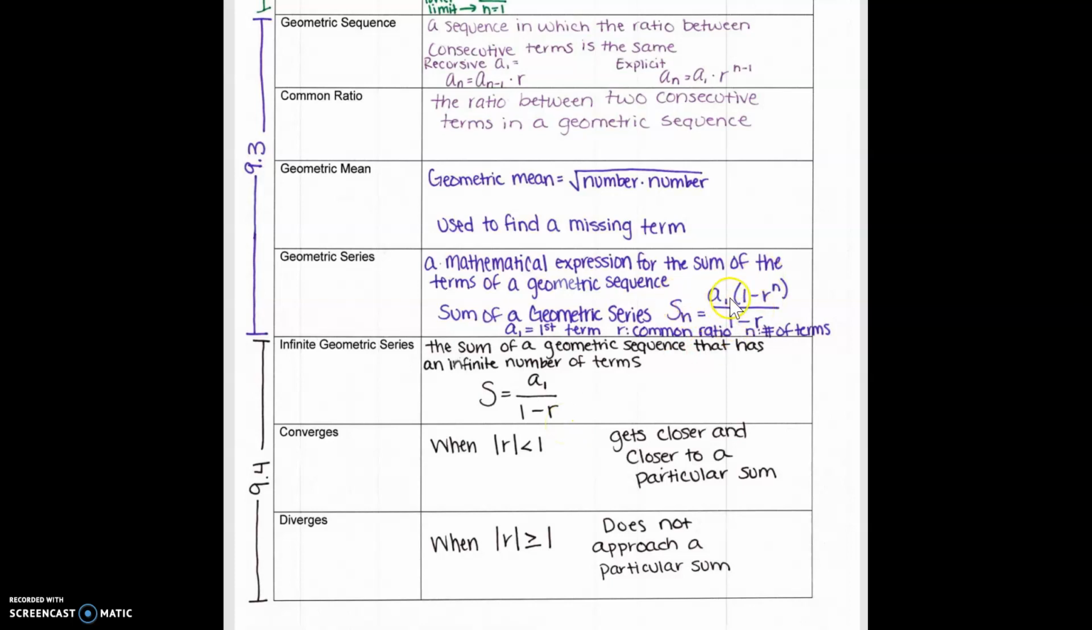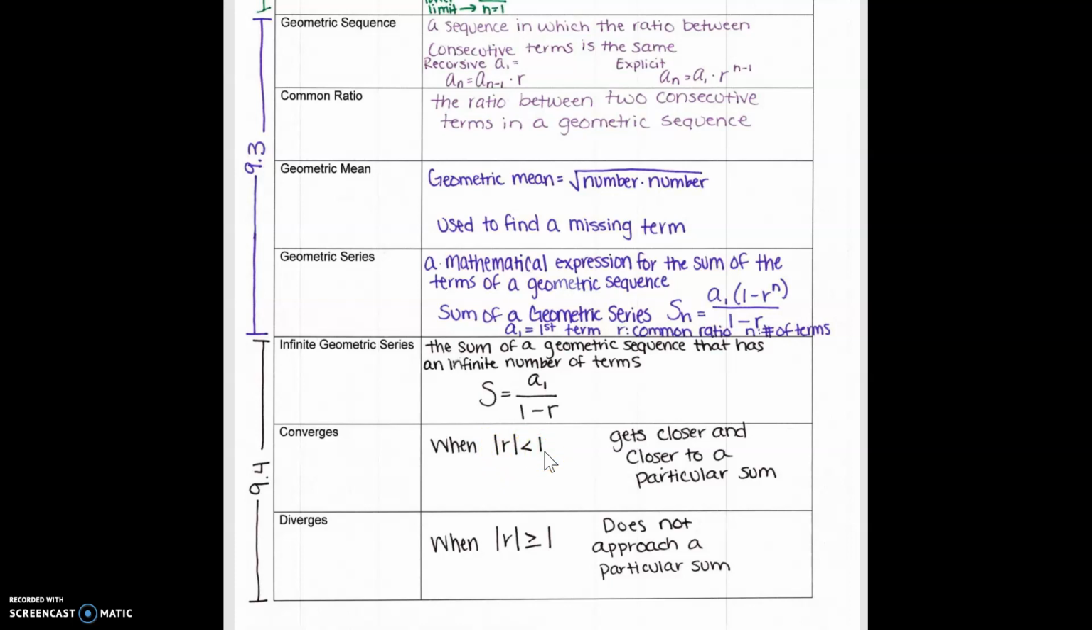So up above you can see the one that we were using before. This one is a little bit more simple compared to this one. So we'll get some examples where we do this, and then we'll also look at whether the series converges or diverges. So converges means that it gets closer and closer to a particular sum. So it would get closer and closer to this sum here. And that is the case when the absolute value of your common ratio is less than 1.